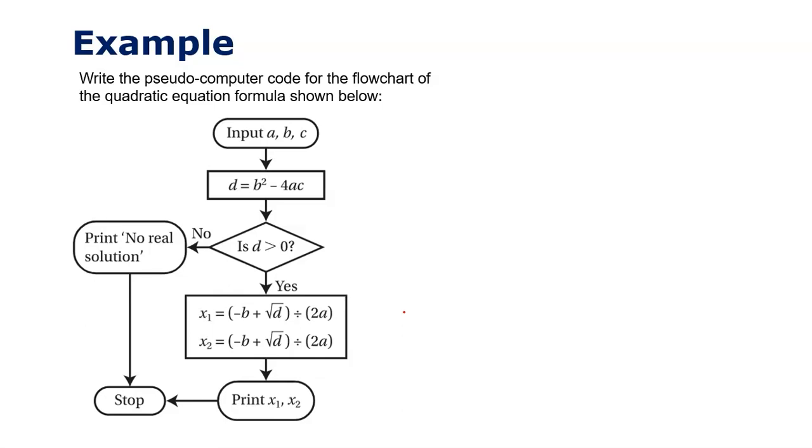But for this flowchart, what would the pseudocode look like? So let's start off with our first job, which will say exactly what it does in the flowchart. It will say input 3 things: A, B, C. It's very normal to see something like that.